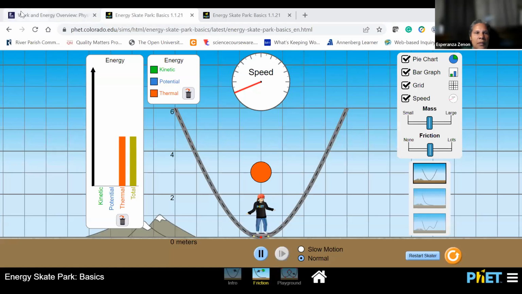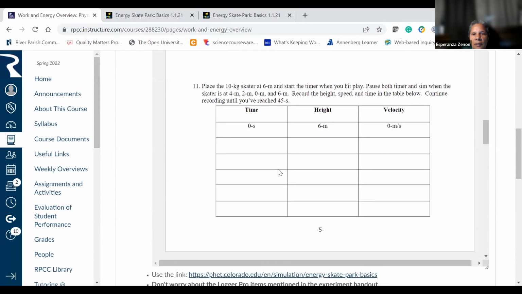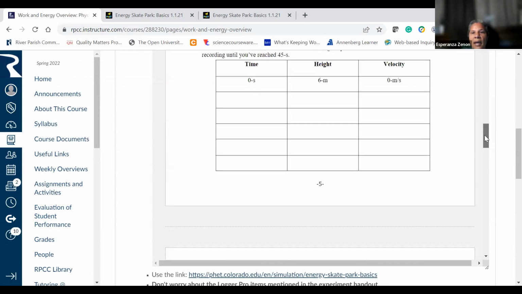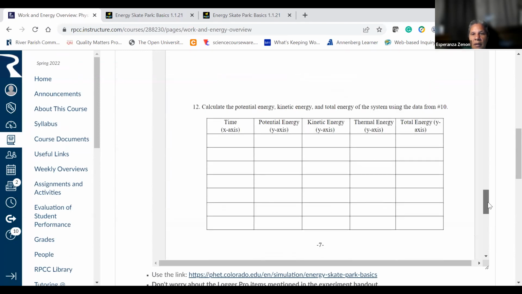Okay. This is kind of in my way right there. Okay, so once you have those here, you see it says 45 seconds. It's not going to take that long. So you won't be able to fill this table. So don't worry about that.